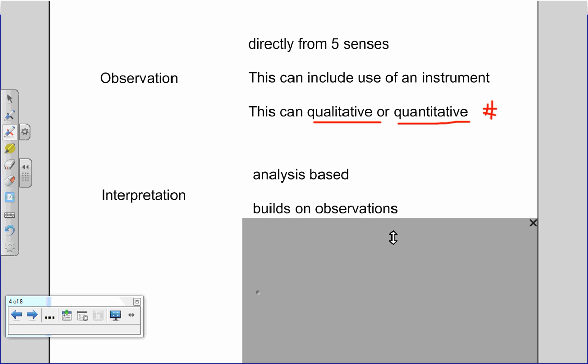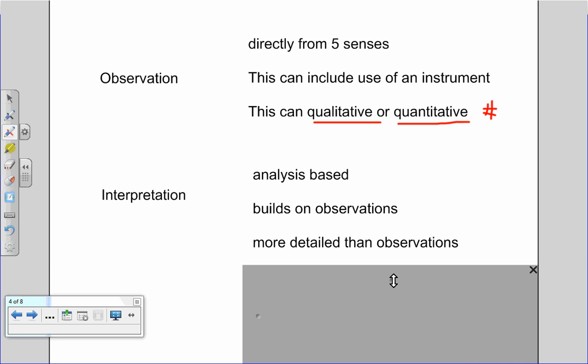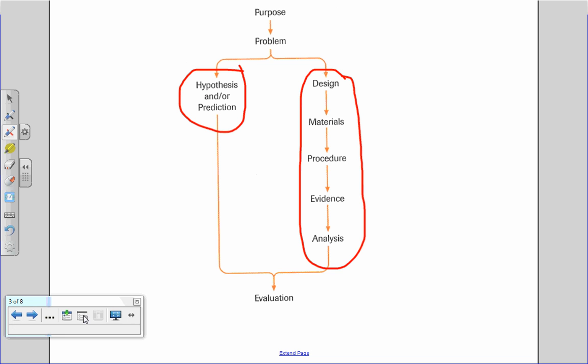Interpretations are analysis-based and are built upon the observations, and tend to be a lot more detailed than the observations. As we saw here in the analysis section, that's where the interpretation that comes from the scientific process comes in.